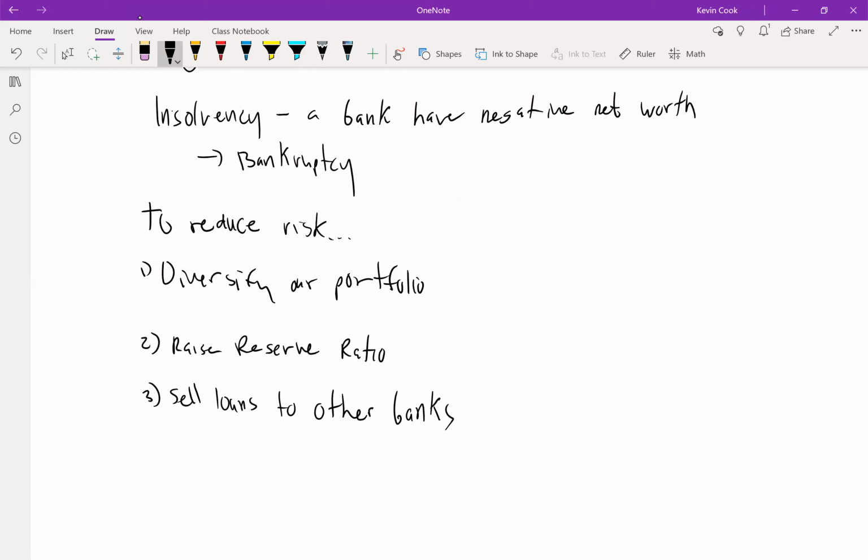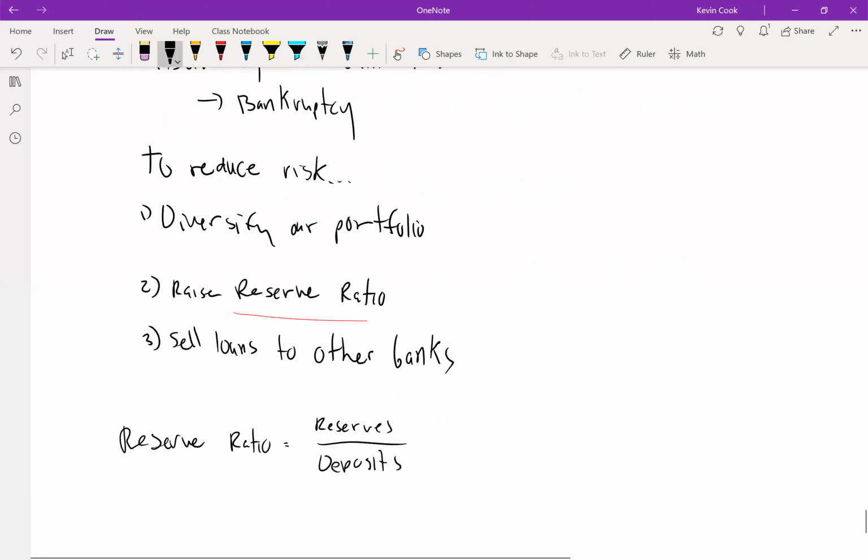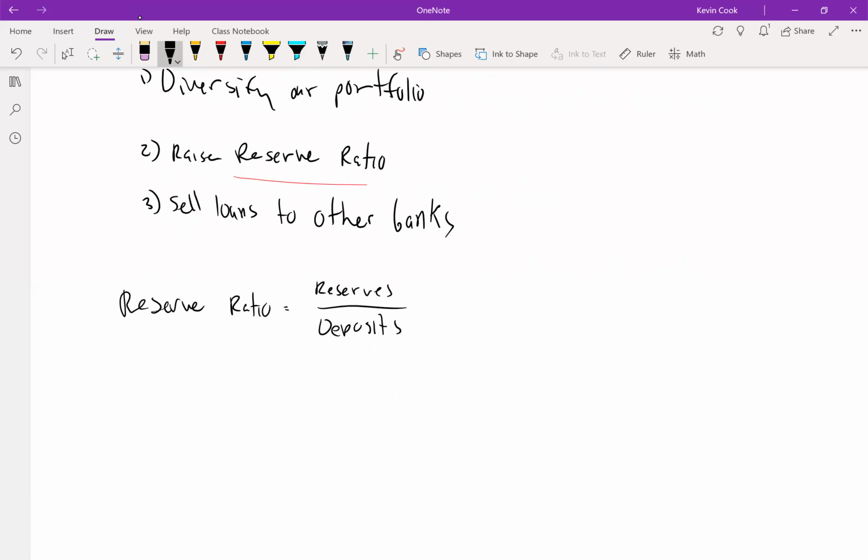So one of the things we looked at in this was our reserve ratio. If you remember, our reserve ratio is equal to our reserves divided by our deposits. And with this, we got into this thing called the money multiplier.